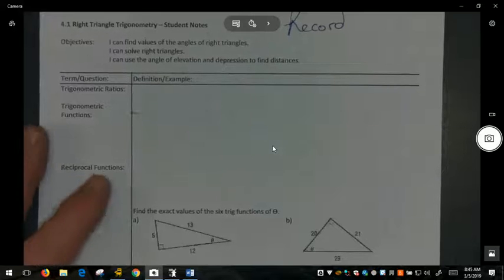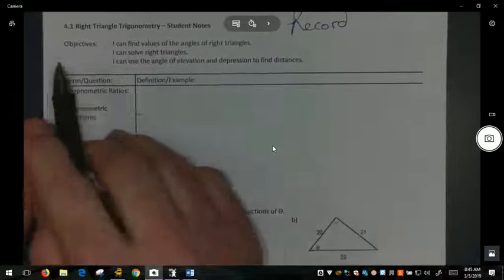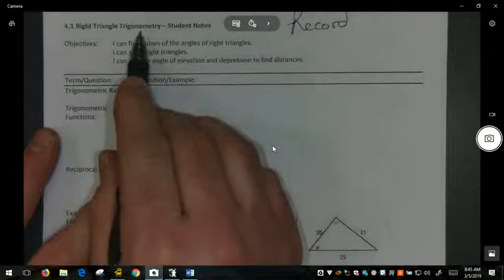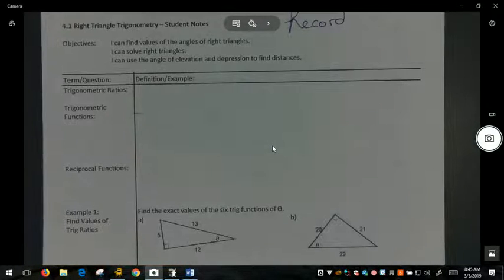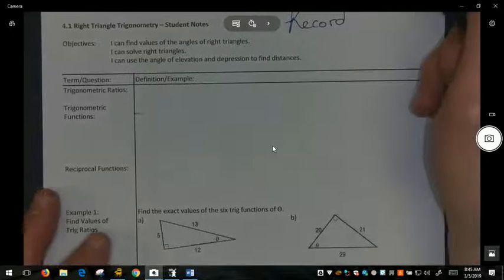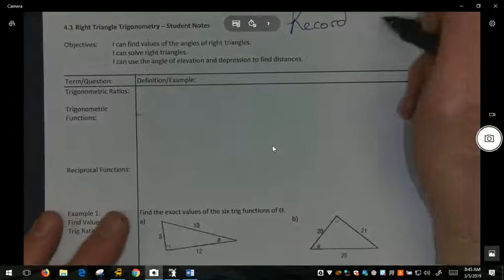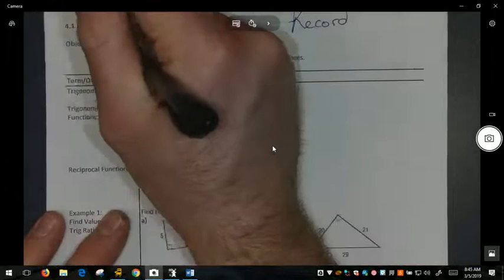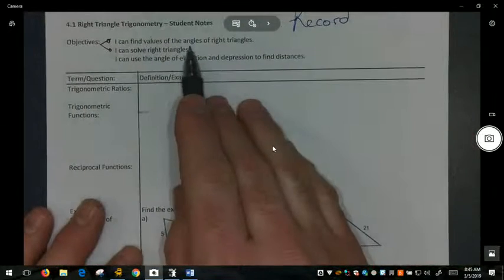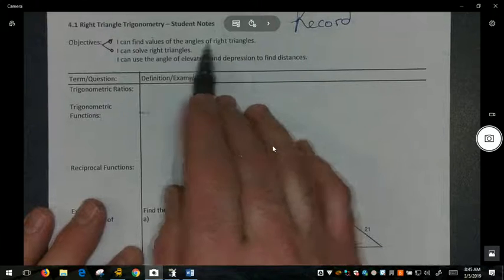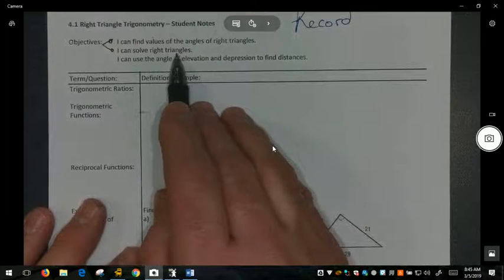Pre-Calculus Lesson 4.1, Reviewing Right Triangle Trigonometry. You've used this trigonometry before in geometry and also a little bit in Algebra 2. The learning targets that we're focusing on in this video clip are: can you find the values of the angles of right triangles? Can you solve right triangles?